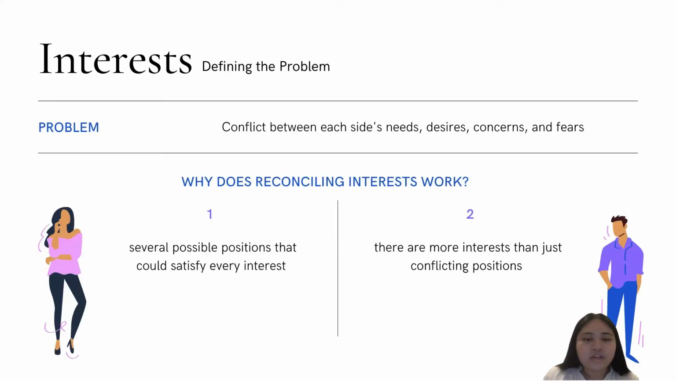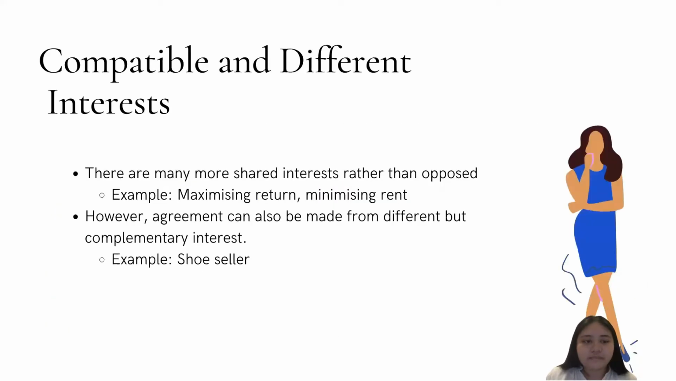So reconciling interests works because of two reasons. The first being that for every interest, there are several positions that can be taken to satisfy it. There are alternative positions that can meet both of the interests of negotiating parties. And the second reason being that there are more compatible interests than conflicting ones. So they're compatible in different interests.